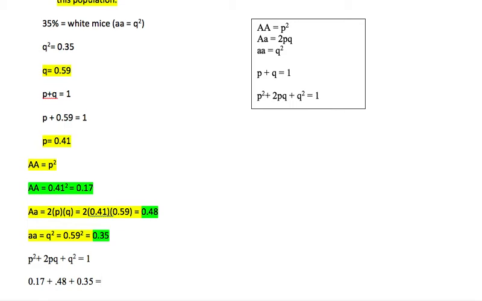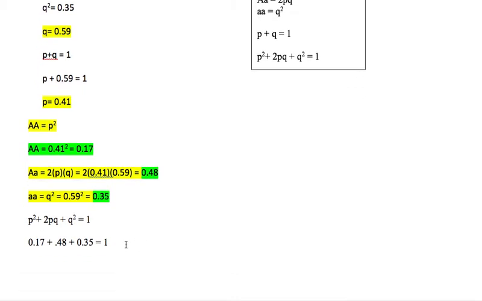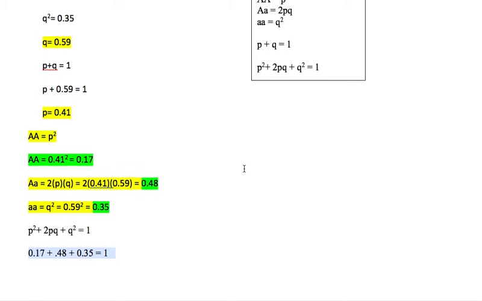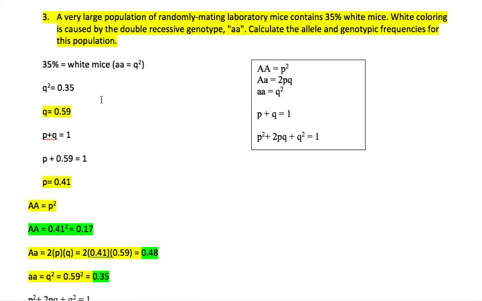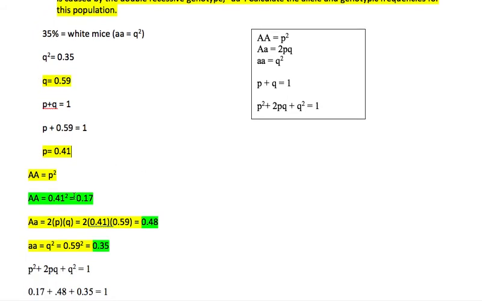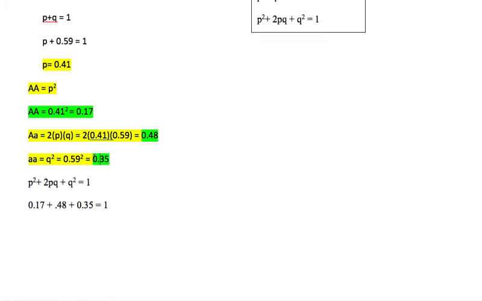So let's add all that up. 0.17 plus 0.48 plus 0.35, and sure enough, that gives us 1. So that's a way to verify our answers. So now we know for a fact that that is correct, or at least it seems to be correct. To answer this question, to write it out, the allele frequencies are going to be right here, q and p. And then our genotypic frequencies are the ones highlighted in green here that we just verified in this equation.